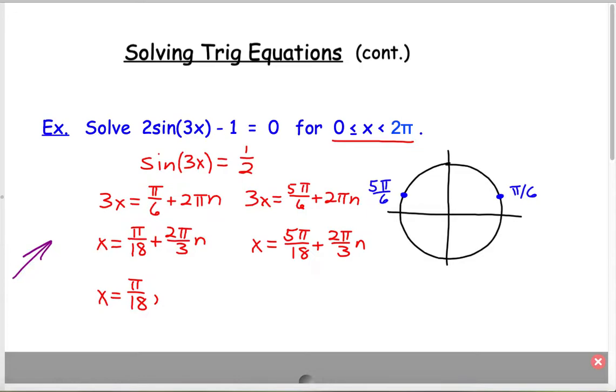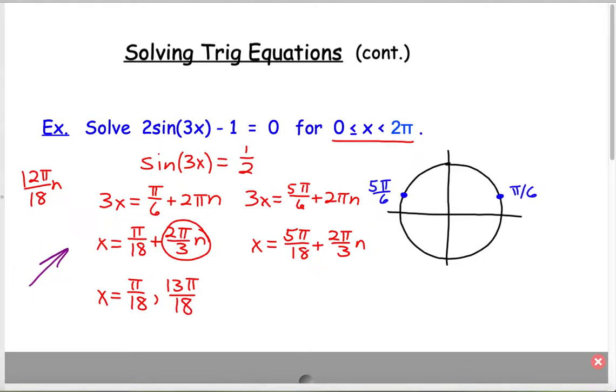If n is 1, I'm going to add 2 pi over 3 to that. Well, I can't add those fractions unless I have a common denominator. So if I multiply top and bottom by 6 over 6, I'll get 12 pi over 18. So when I'm adding 2 pi over 3 n, I'm changing my fraction to be 12 pi over 18 n. So keep that in mind as I come up with my next solutions. So when I add 12 pi over 18 to pi over 18, I'll get 13 pi over 18.